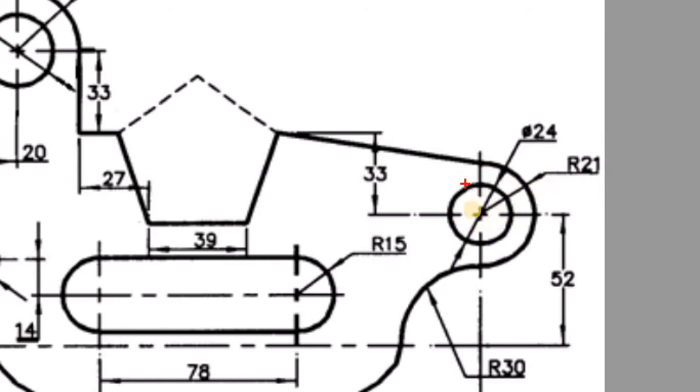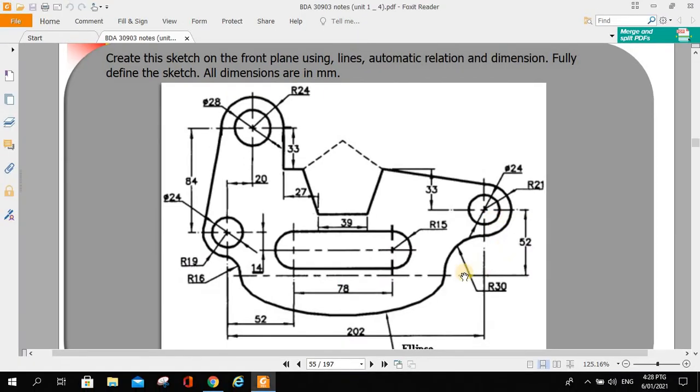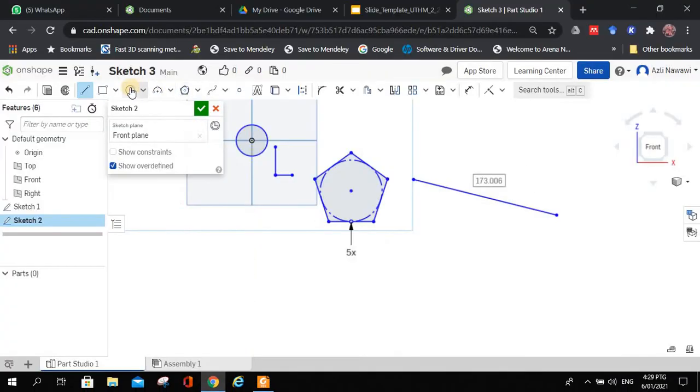Don't get confused, the small one is the radius 24, but we're going to do the big ones with the radius of 21. So take a circle, then another circle, put it here and just leave it there. Nice.